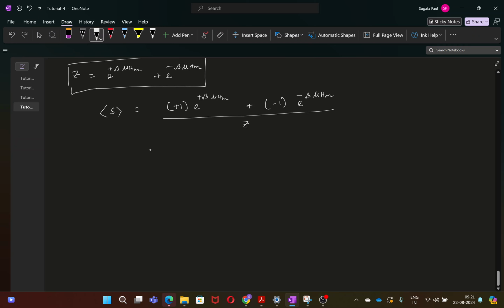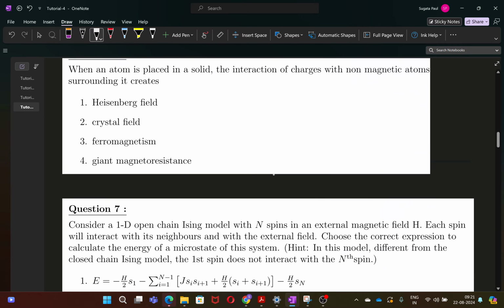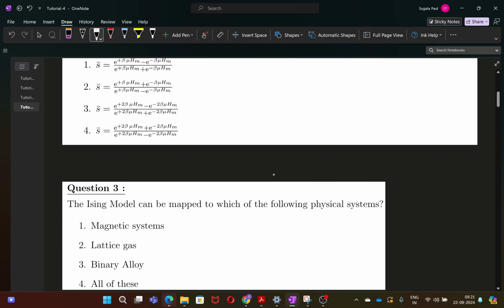So the final answer is basically e to the power of plus beta mu hm minus e to the power of minus beta mu hm, divided by your partition function value, which is e to the power of plus beta mu hm plus e to the power of minus beta mu hm. So this is your average spin value for this atom. So now let us choose from the options given. What is the correct option?